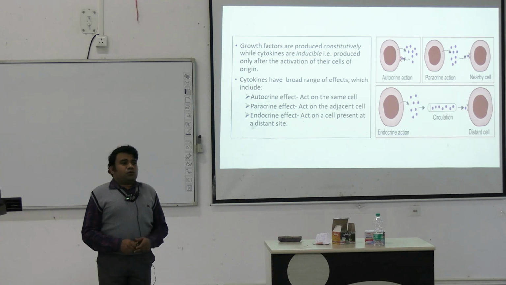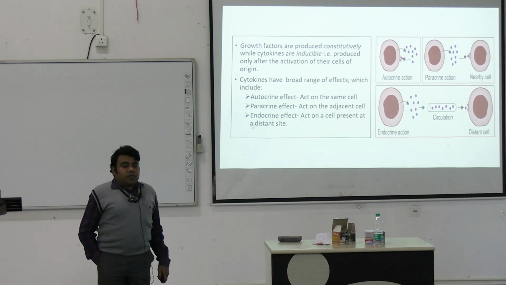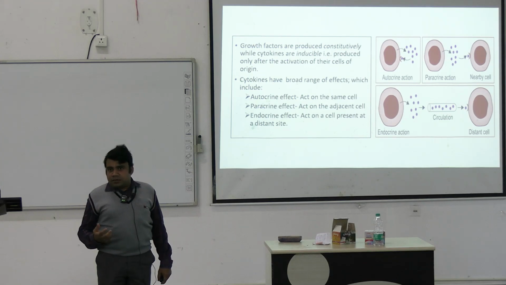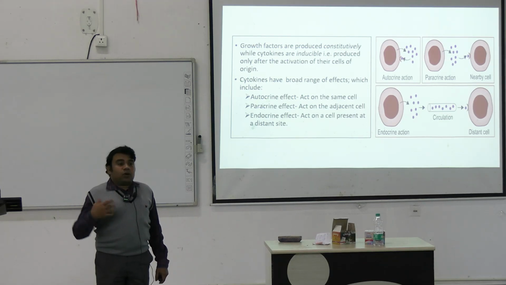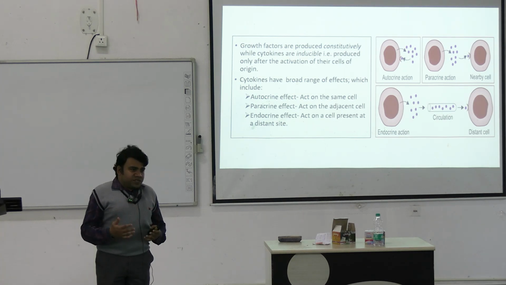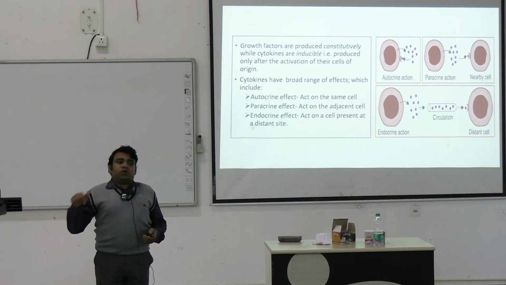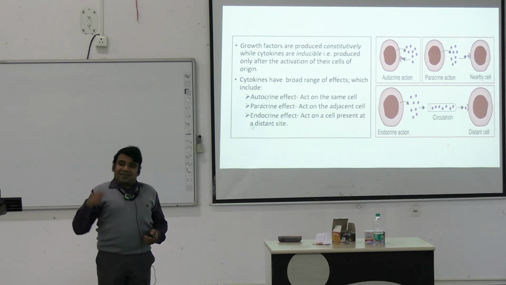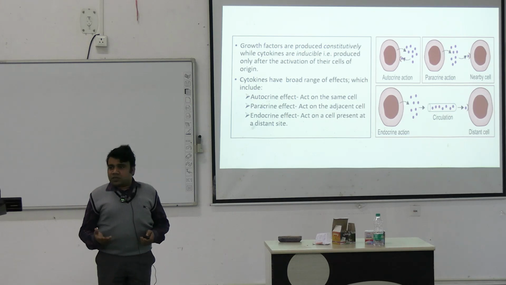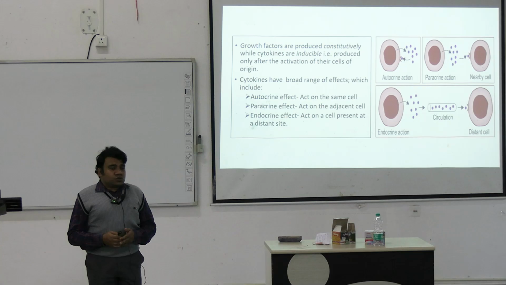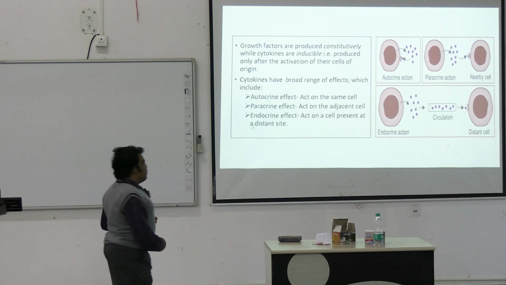A very good example would be interleukin 1. Suppose you get an injury on your foot, it becomes infected. After the infection, what will happen? In the local region, there will be rising of the temperature, inflammation, but you will also get fever. Why? Because interleukin 1 will be produced in the local site, that interleukin 1 will come into the systemic circulation and will trigger the hypothalamus to raise the body's temperature. So that is called the endocrine effect.